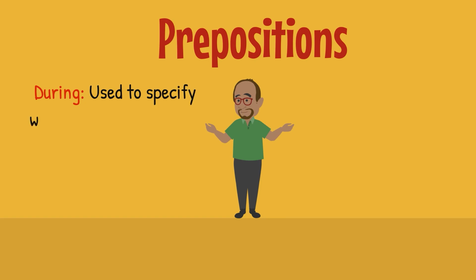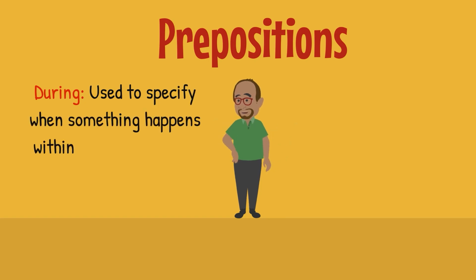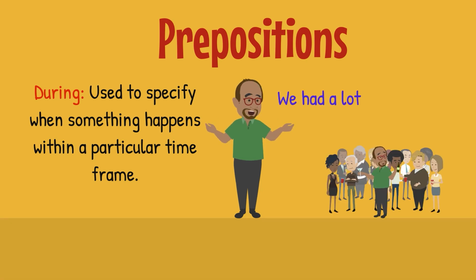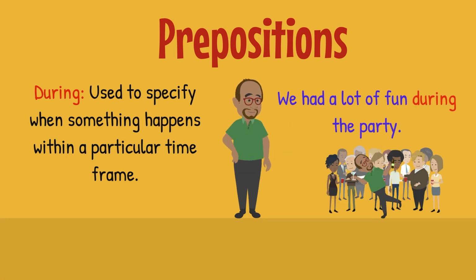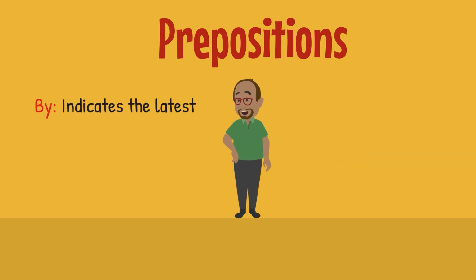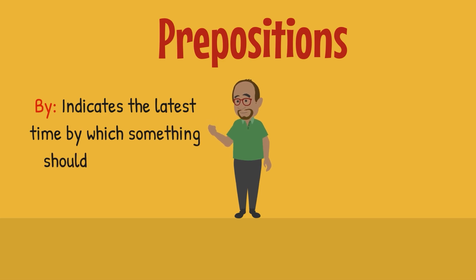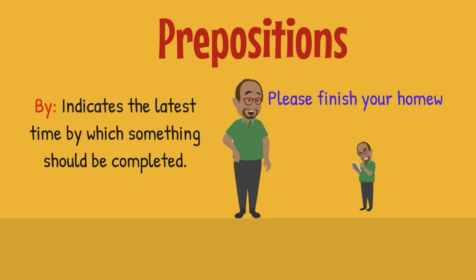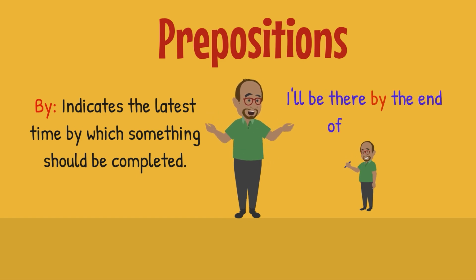During, used to specify when something happens within a particular time frame. We had a lot of fun during the party. She fell asleep during the movie. By indicates the latest time by which something should be completed. Please finish your homework by 5 p.m. I'll be there by the end of the day.